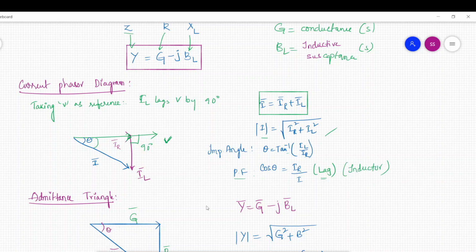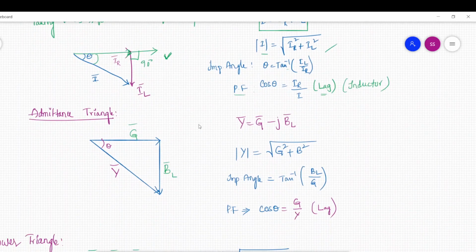Okay, now let us see the admittance triangle here. So the admittance triangle will be like this. Okay, here the expression for admittance is G minus J into BL, where BL is inductive susceptance. So that BL is lagging the G by 90 degrees. So this is 90 degrees. So the sum of these two phasors will be our admittance. Magnitude will be root of G square plus B square. Impedance angle will be tan inverse of BL by G. Okay, where this will be minus, because it is having a negative term here.